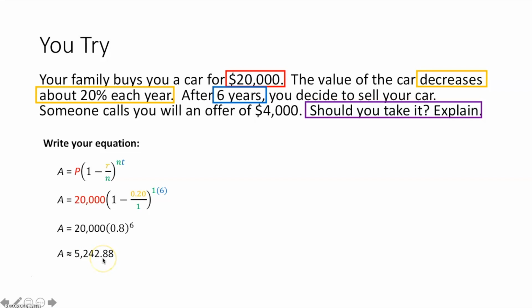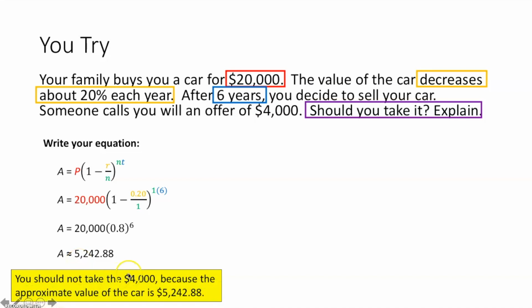What is this telling us? Well, this is saying that according to how much the car depreciates over our given number of years, so 20% each year, this $20,000 car is now worth $5,242.88. But someone is offering you $4,000 for it. Well, that seems like they're lowballing you, right? So you should not take the $4,000 because your car is actually worth approximately $5,242.88, okay?